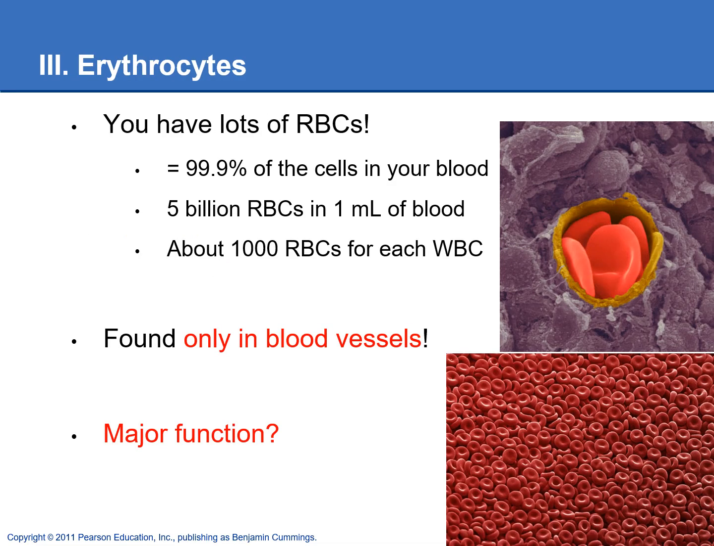Let's take a look at the types of cells we have in our blood. We'll start with our erythrocytes, or red blood cells. This is the most numerous type of cell in the blood. So out of the cells in our blood, 99.9% of them are actually red blood cells. And if you were to take 1 ml of blood, 5 billion red blood cells would be in that ml of blood. And out of all of the cells in our body, about 1/3 of them are actually red blood cells, which is quite a bit.